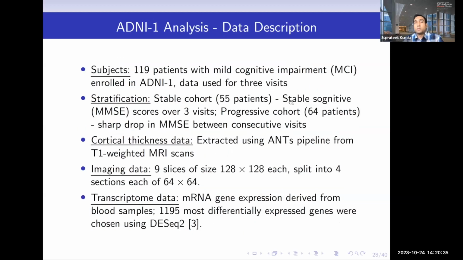And we have 3 visits. So we have 119 subjects with MCI. This is from ADNI data, with imaging data on 3 visits. We want to see how the image and gene association changes between the stable cohort and the progressive cohort. So we broke these 119 patients into 2 cohorts. One was a stable cohort whose cognitive ability stayed the same over time. And the other is a progressive cohort whose cognitive ability deteriorated sharply over longitudinal visits, right?